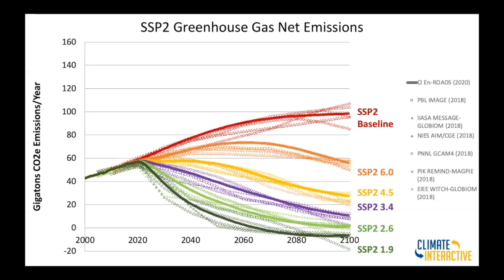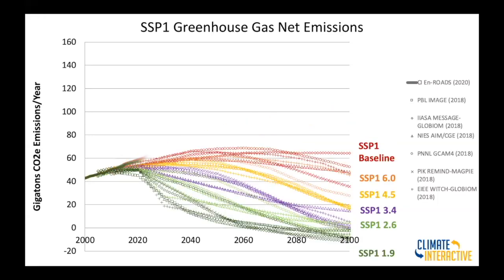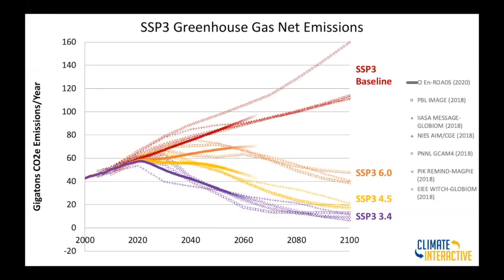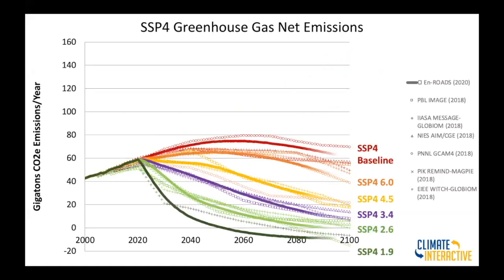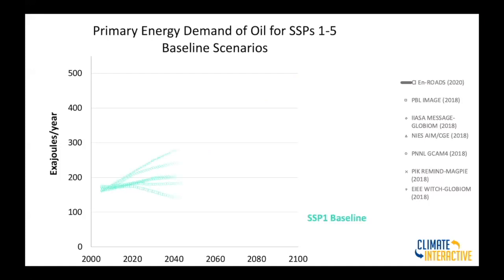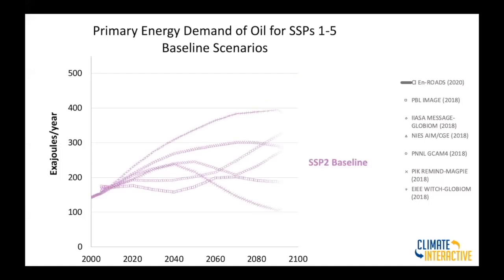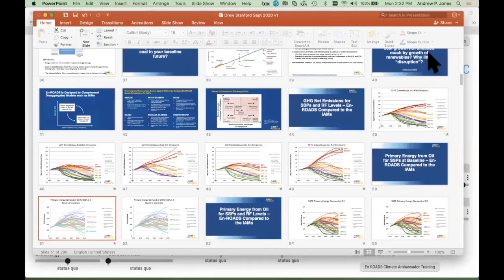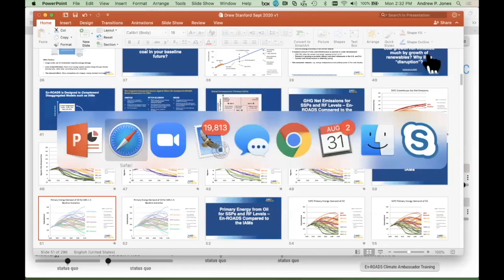So I can show you a lot more testing. We tested for other scenarios such as SSP1 and SSP3 and other variables as well. There's a lot we can go look at, not just greenhouse gas net emissions, but also oil, if that would be interesting. That's not the point right now. There's a whole video on that if you want to understand more about it.